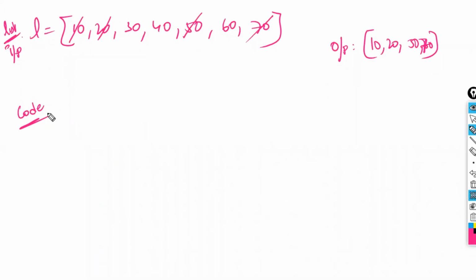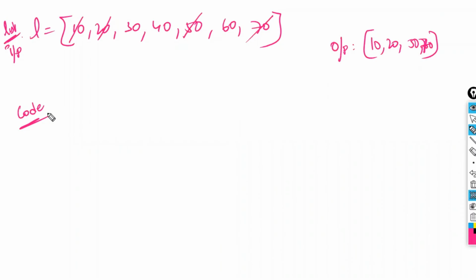Input is fixed, output is also fixed. We have to write the code. The Python developers have to design the code for the given output. That is the Python developer's work. A programmer or a developer's work is that one. Output is fixed. In the interview also, they will ask like this.